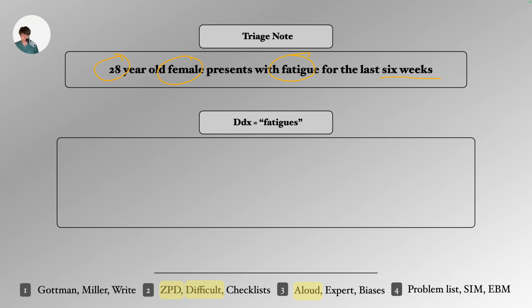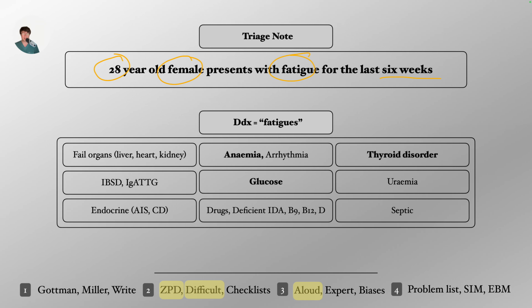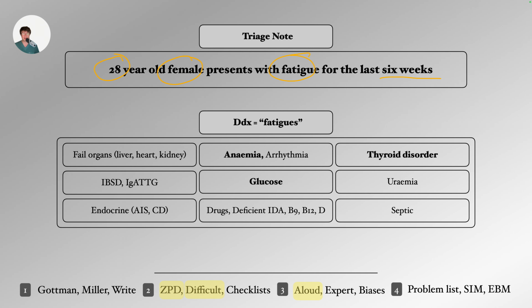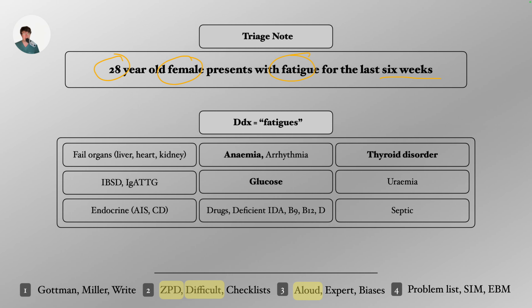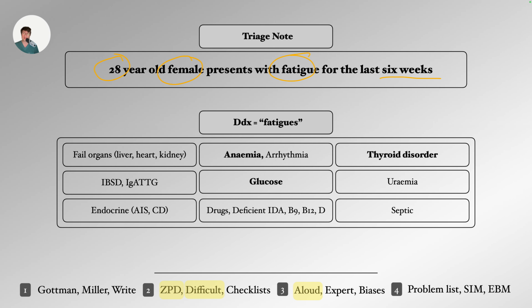So I've got a little differential here. This differential is FATIGUED: failure of the organs, anemia and arrhythmia, thyroid disorder, IBS and IBD, and then IgA-TTG, which is celiac disease and how to screen for it. Glucose, so hypos, but also hyperglycemia if you're diabetic.